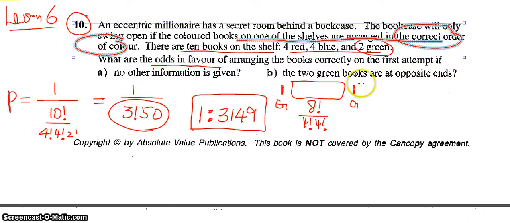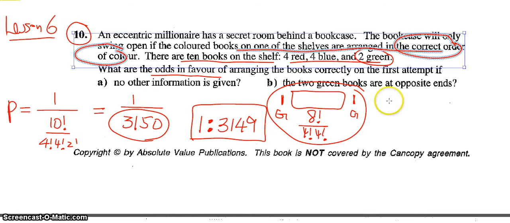So these are the ways you can arrange the 2 green books, and then these are the ways you can arrange all the others. So you put this in your calculator. This question means there's only one correct order, but now the correct order has 2 green books on the opposite ends. So you do this, the answer is 70. Now to put it in odds, the ratio is 1 to 69. Okay, so that's question 10.